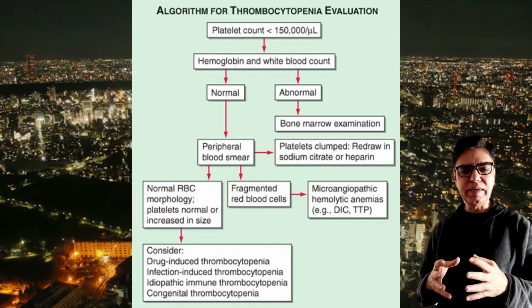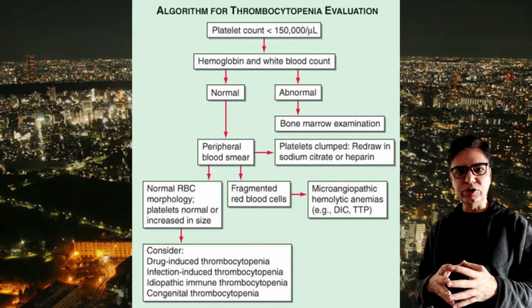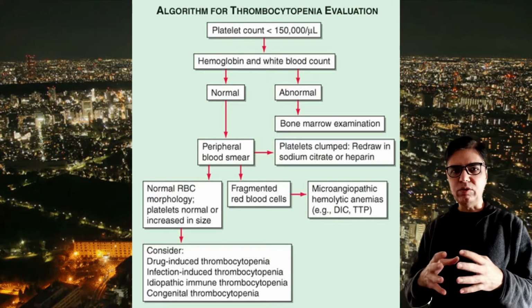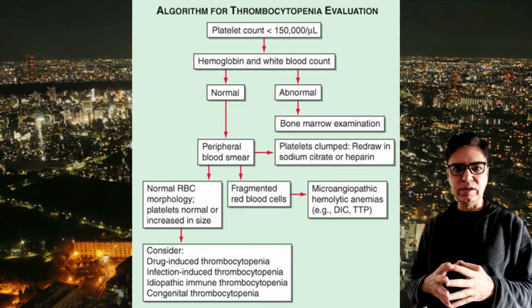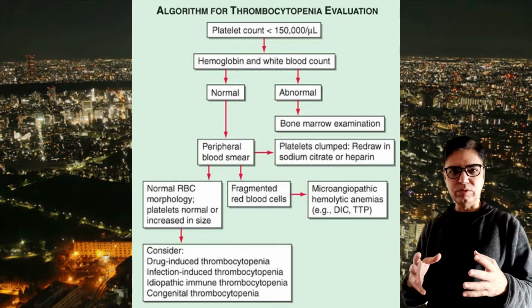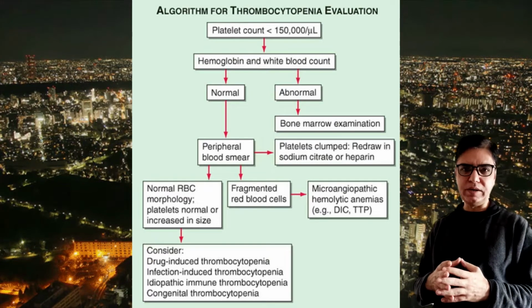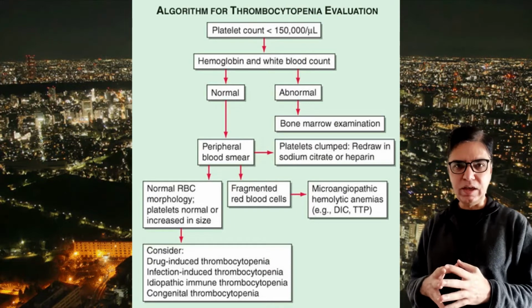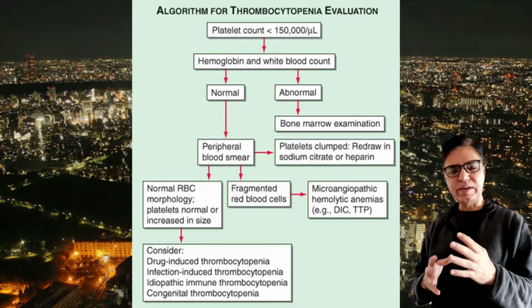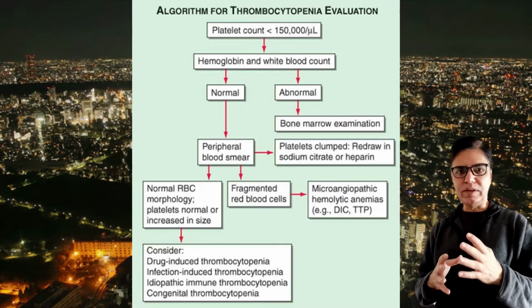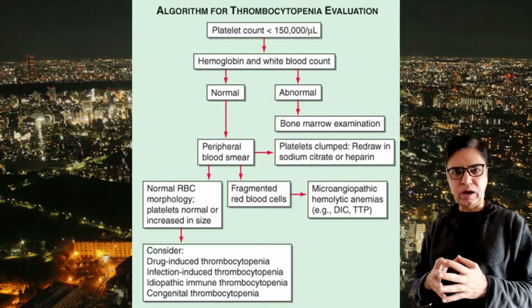Now, there are many algorithms and many pathways which you can follow, because usually the causes can be so many, and sometimes it becomes a very daunting task to know what has caused this thrombocytopenia. But I will give you a very simplified approach which would make your clinical life quite easy if you follow this algorithm. So first, you note that the platelet count is low, which means that the platelet count is less than 150,000 per microliter. Now, what would you do?